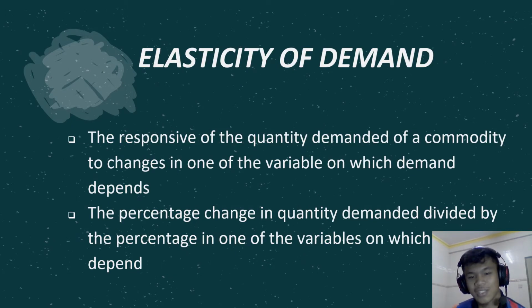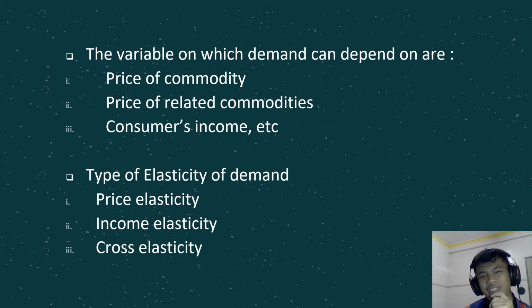Elasticity of demand means the responsiveness of the quantity demanded of a commodity to a change in one of the variables on which demand depends, and it is the percentage change in quantity demanded divided by the percentage change in one of the variables on which demand depends. Do you guys know what the variables are that demand depends on? Right now, I will explain them one by one. The first is the price of the commodity. The second one is the price of related commodities. Next is consumers' income. The others are just etc.